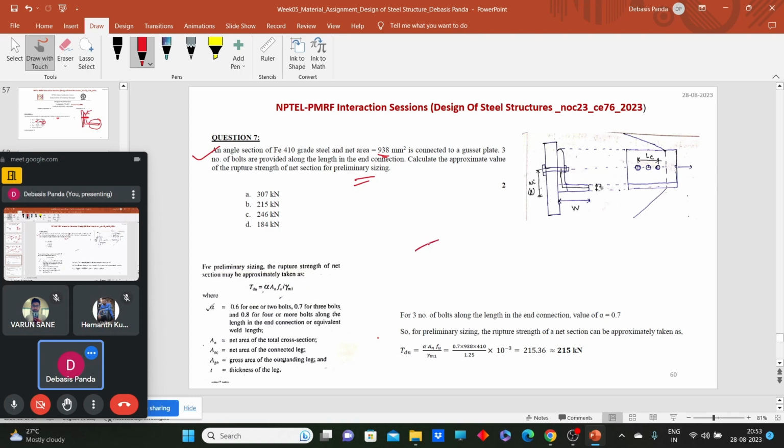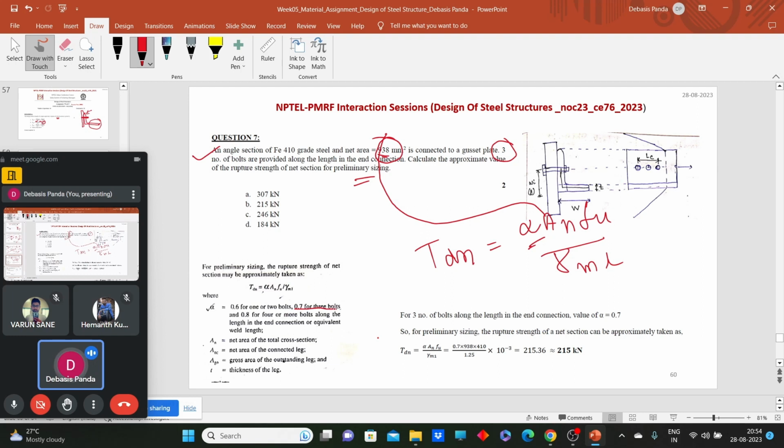So for the primary sizing, the code says TDN should be equal to alpha into AN FU by gamma M. What is the value of AN? This is given here, the net area 938. What is the value of alpha? This will depend on the number of bolts. So here we have 3 bolts. For 3 bolts, what does the code say? If we have 3 bolts, 0.7 will be the value of alpha. So the value of alpha will be 0.7.